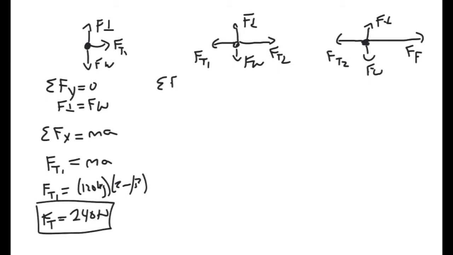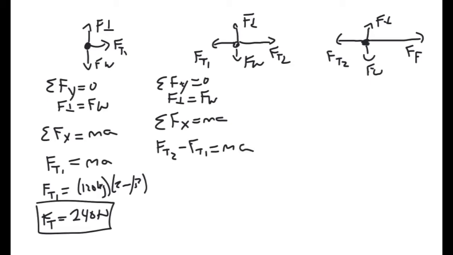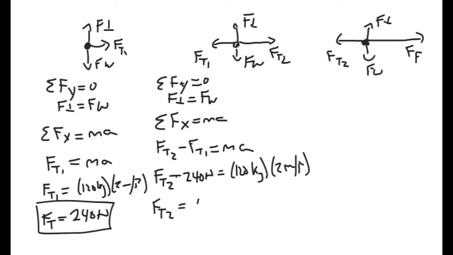The middle car is also in equilibrium in the y direction. The weight is balanced by the normal force. They are both 1,200 newtons. In the x direction, we need to use the second law. Tension 2 is pulling forward against tension 1, which is pulling the car backwards. The sum of the forces equals ma. Tension 2 minus tension 1 equals ma. The first tension was 240 newtons, so tension 2 minus 240 newtons equals the mass of 120 kilograms times the acceleration of 2 meters per second each second. That means tension 2 must be 480 newtons.